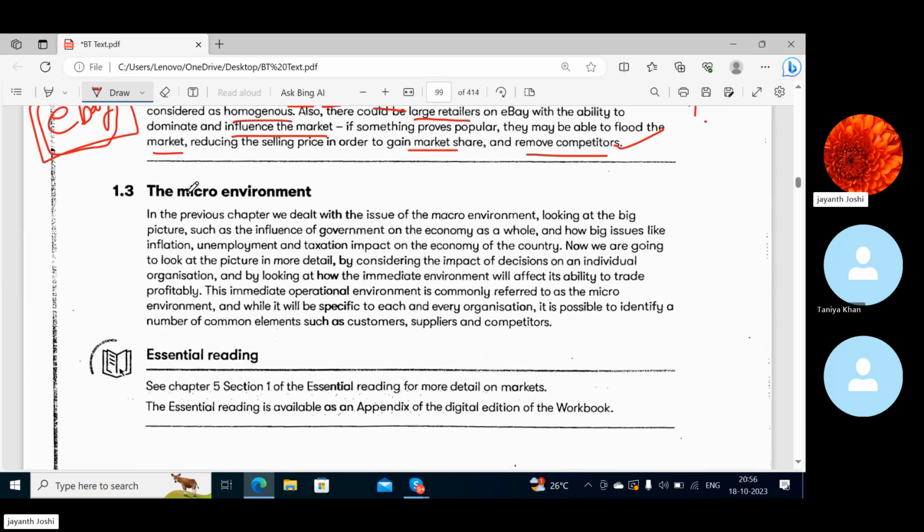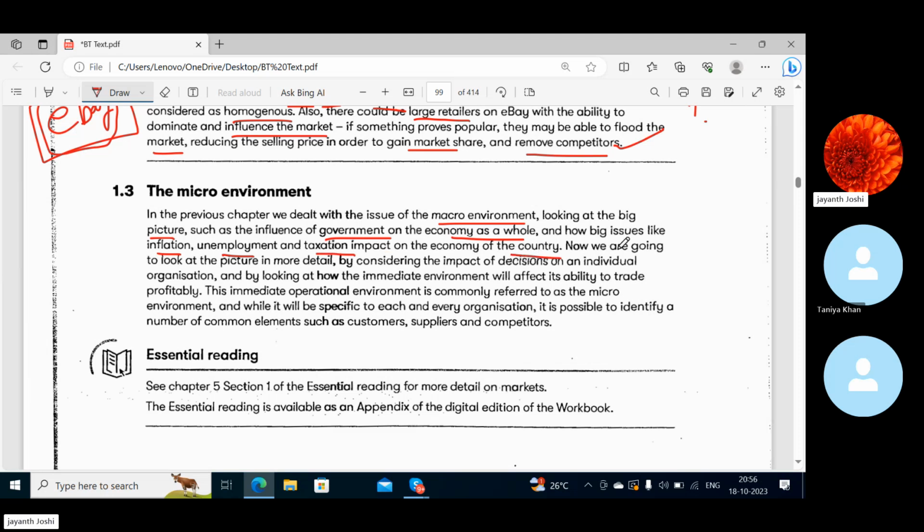Micro environment. In the previous chapter, we dealt with the macro environment, looking at the big picture, such as the influence of government on the economy as a whole, and how government intervenes in the economy to boost it or reduce problems arising in it, like inflation, and to improve exports and reduce imports. So how they intervene, and how big issues like inflation, unemployment, and taxation impact the economy of the country.